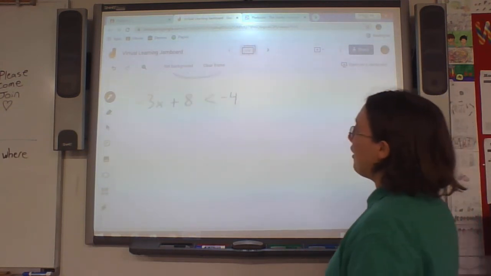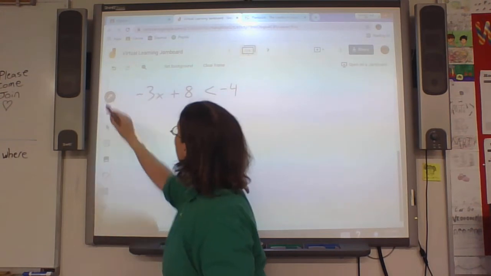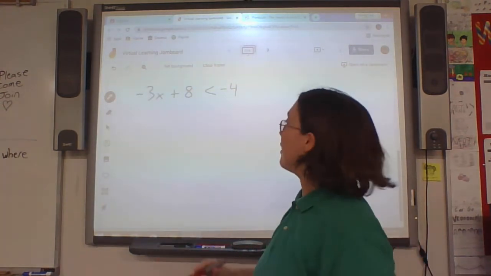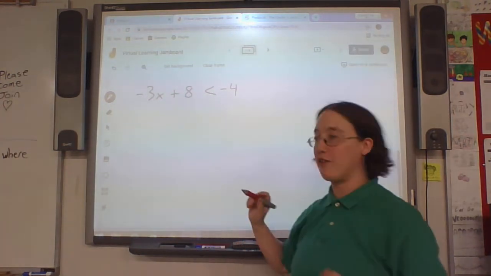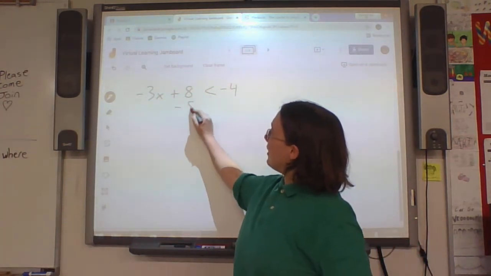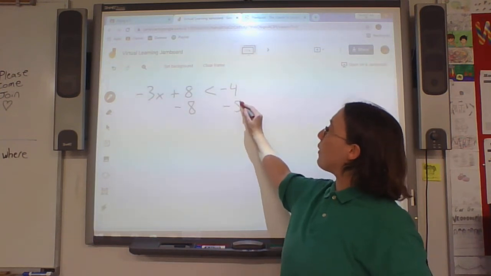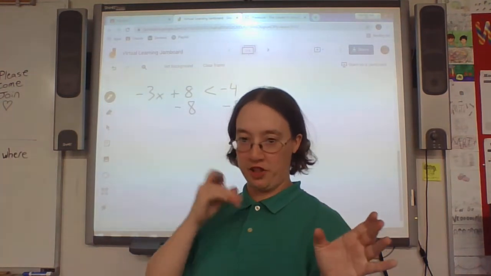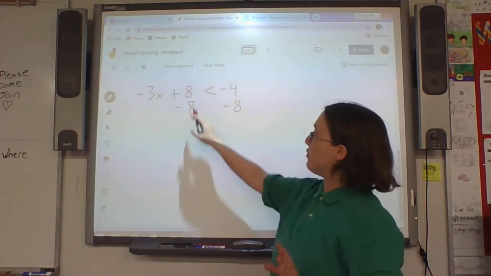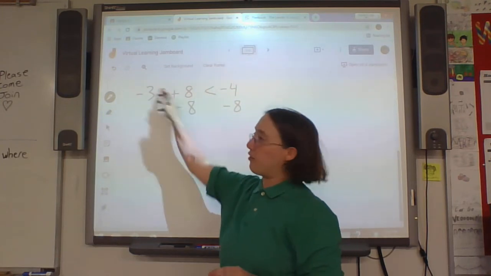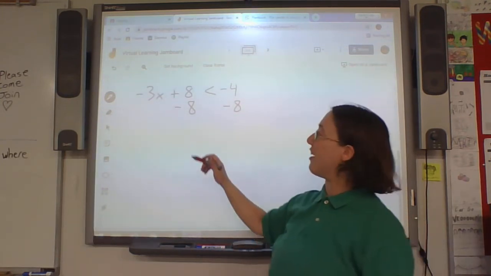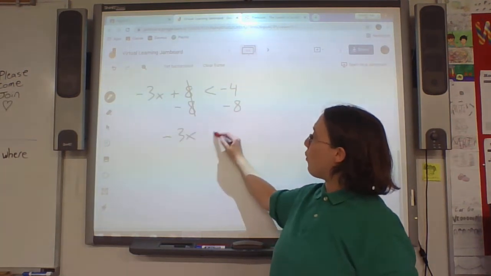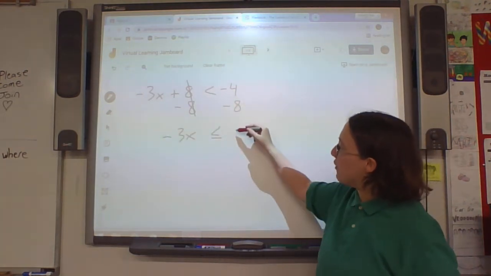Okay, so this one. Same sort of thing, we're getting rid of adding or subtracting before multiplying or dividing. So we're getting rid of adding 8 by subtracting 8. We're subtracting 8 here, and we're also subtracting 8 over here. We're subtracting it from both sides of our inequality, just like we would if there was an equal sign there. But we're not subtracting it from that 3x, because that 3x has an x with it. So these are gone. We've got a negative 3x. And over here we have a negative 4 minus 8, which gives you a negative 12.